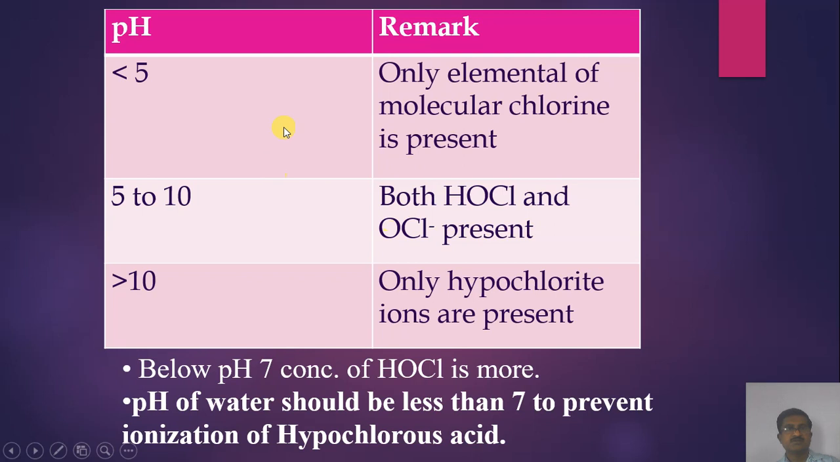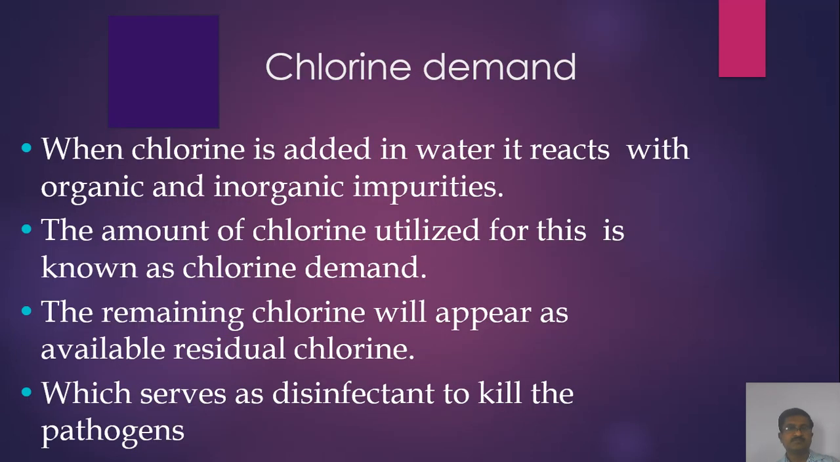So this table shows the pH and its effect. Less than 5, only elemental or molecular chlorine is present. If the pH is between 5 and 10, both HOCl and OCl minus are present, and greater than 10, only hypochlorite ions are present. So below pH 7, HOCl is more present. The pH of water should be less than 7 to prevent ionization of hypochlorous acid.